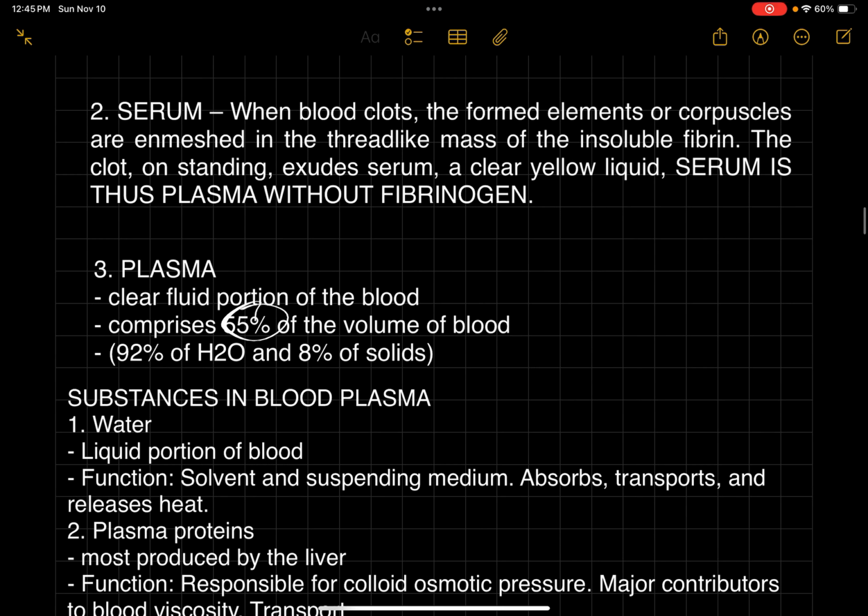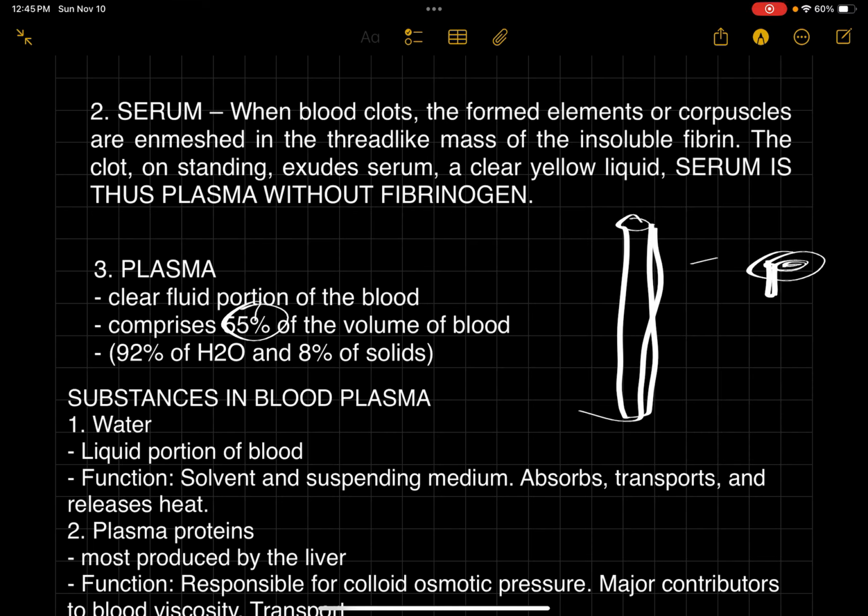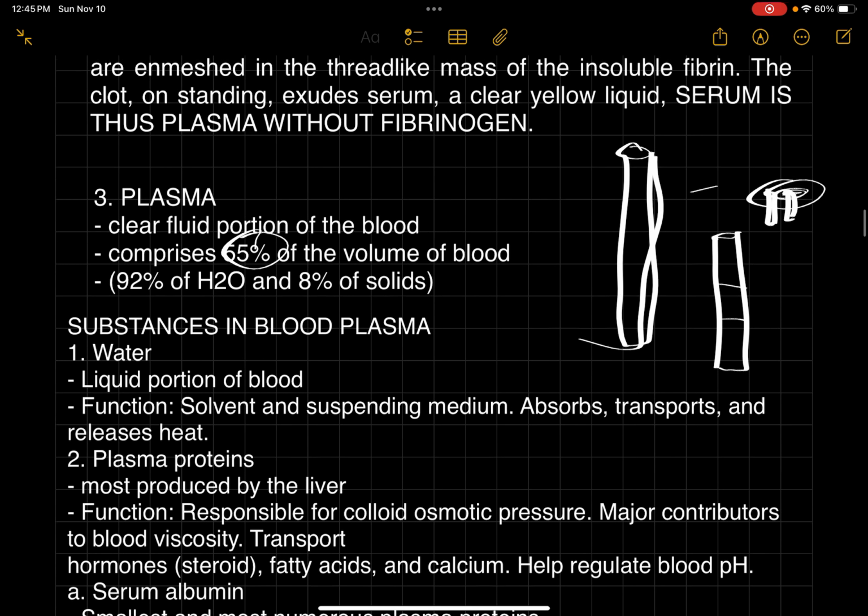So if you have a capillary tube, for example, and you put it in a centrifuge, you have seen this in the laboratory, it is spun around. Then you will see that the blood separates, the plasma separates. So that is the composition of our blood.